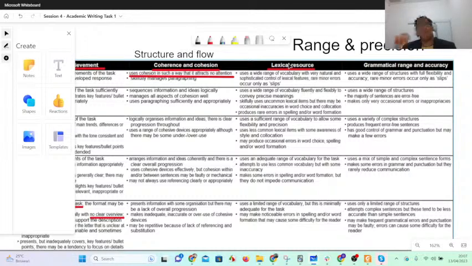If you do a lot of repetitions, that's never gonna get you a high band. You've got to showcase that vocabulary knowledge, that vocabulary variety that you have learned. And it connects to the second part, precision. You may know tons of vocabulary, but using it precisely and accurately is a completely different thing.